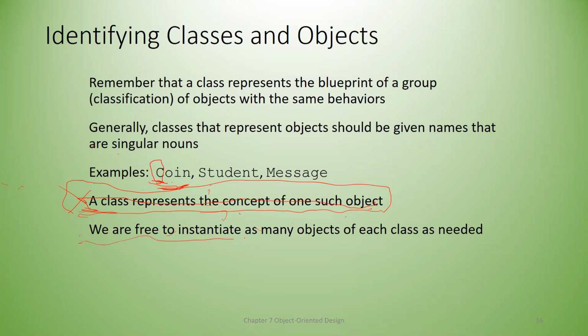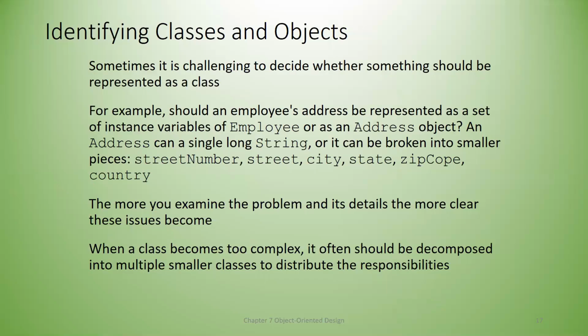Okay, we are free to instantiate as many objects of each class as needed. You understand that already. Identifying classes and objects, and we already discussed that.